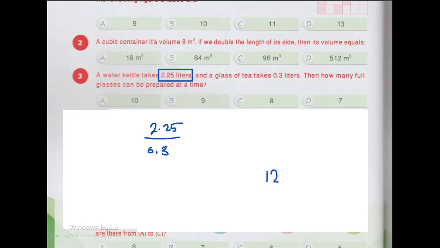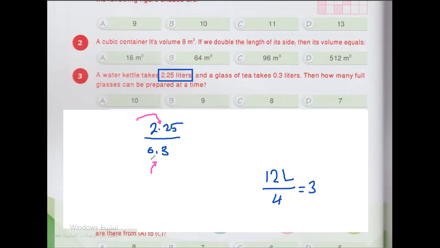So that's the same. If I have a water kettle that takes 12 liters, and each glass takes maybe 4, then you divide 12 divided by 4 is 3. I need 3 glasses. Here, how many glasses can be prepared at a time? Only you divide. So how do I divide this? Because I have a decimal here. Look, I have a decimal number.